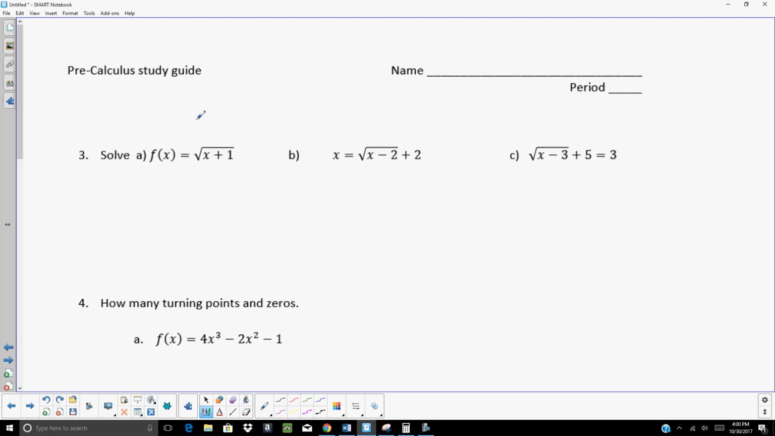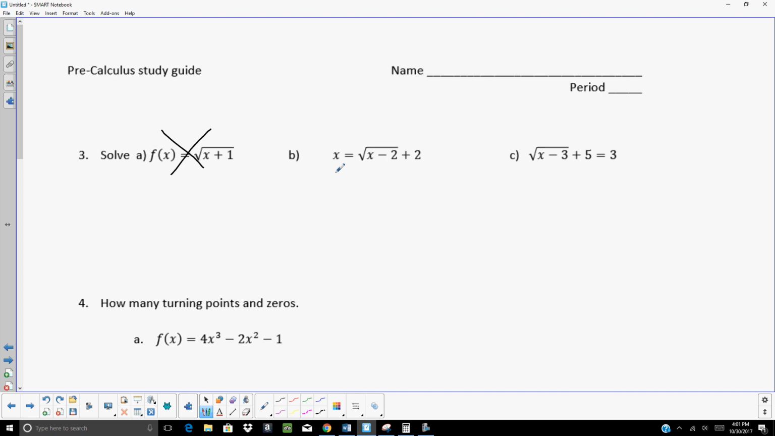All right, on to number 3. We want to solve. Well, actually, we're going to throw that one out because there's nothing to solve there. It's not set equal to a number. I probably copied and pasted that from something. If you wanted to graph it, you could graph it, but you can't solve it.